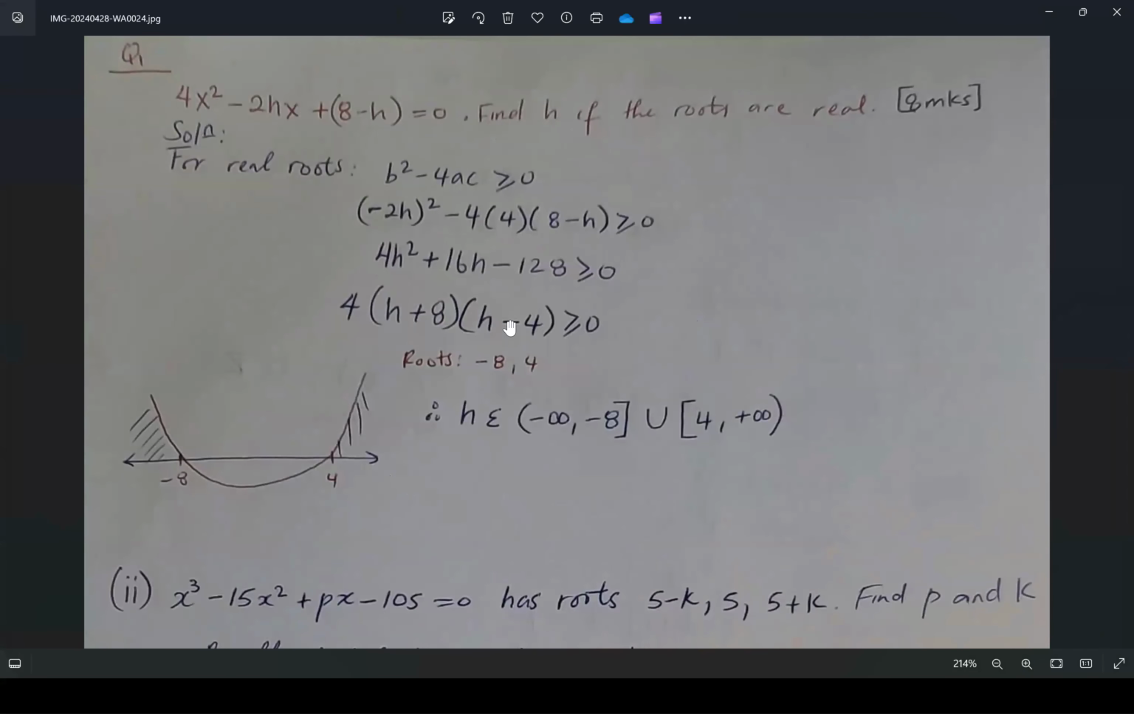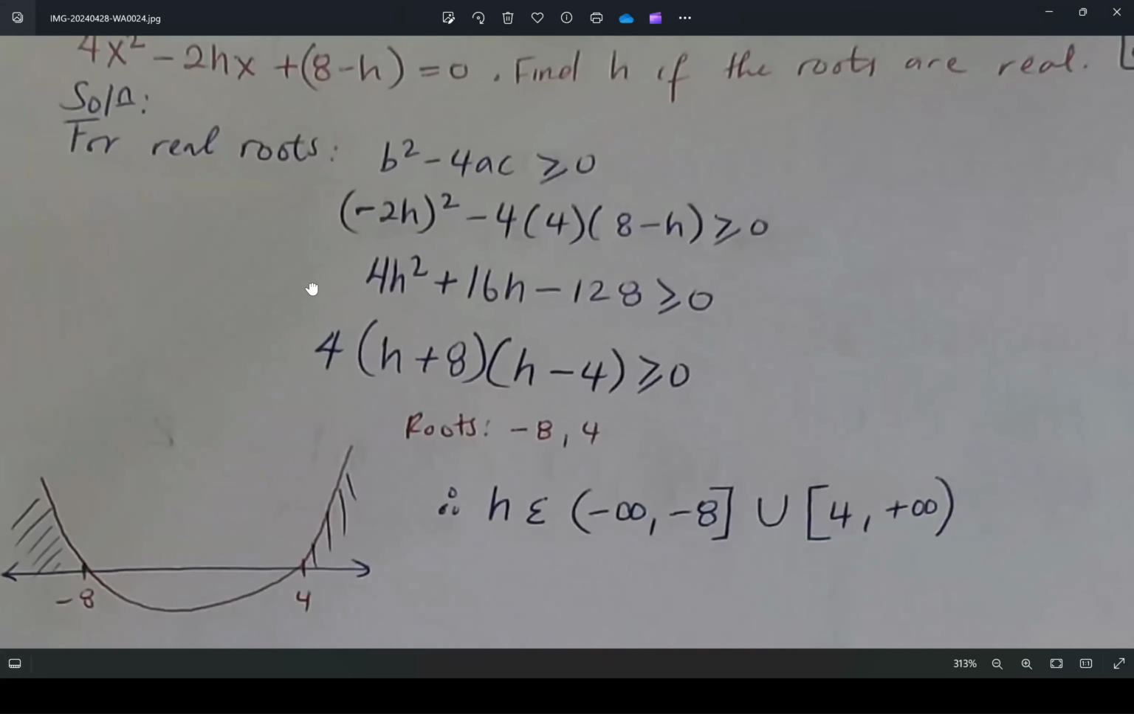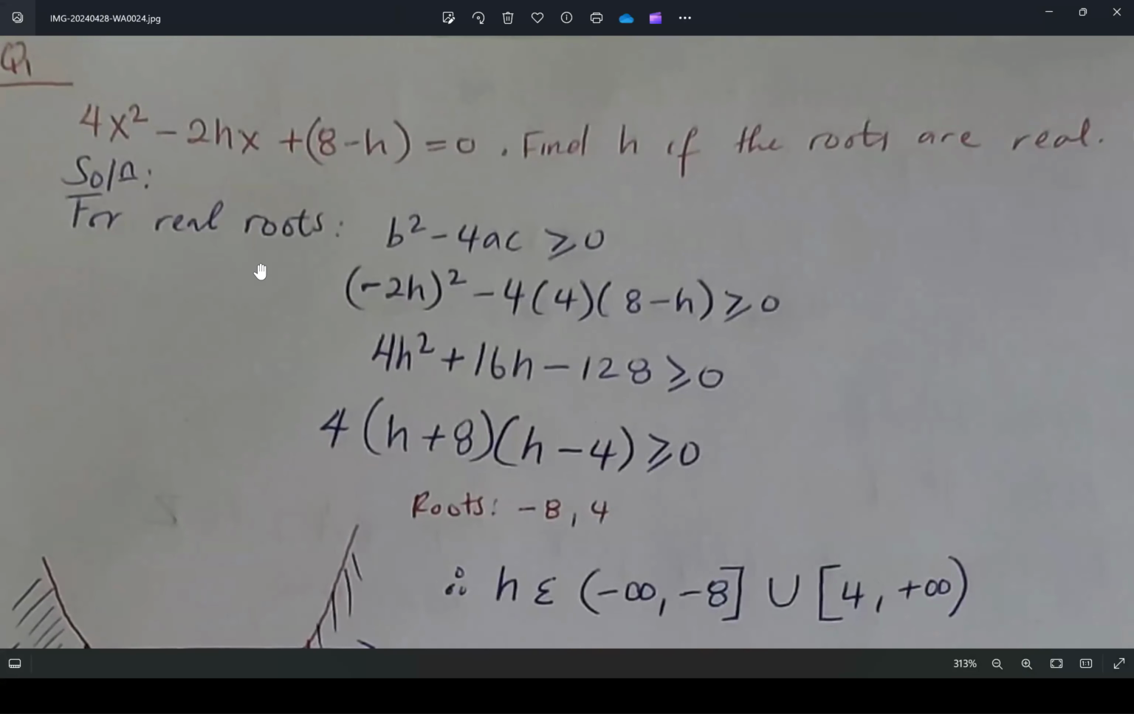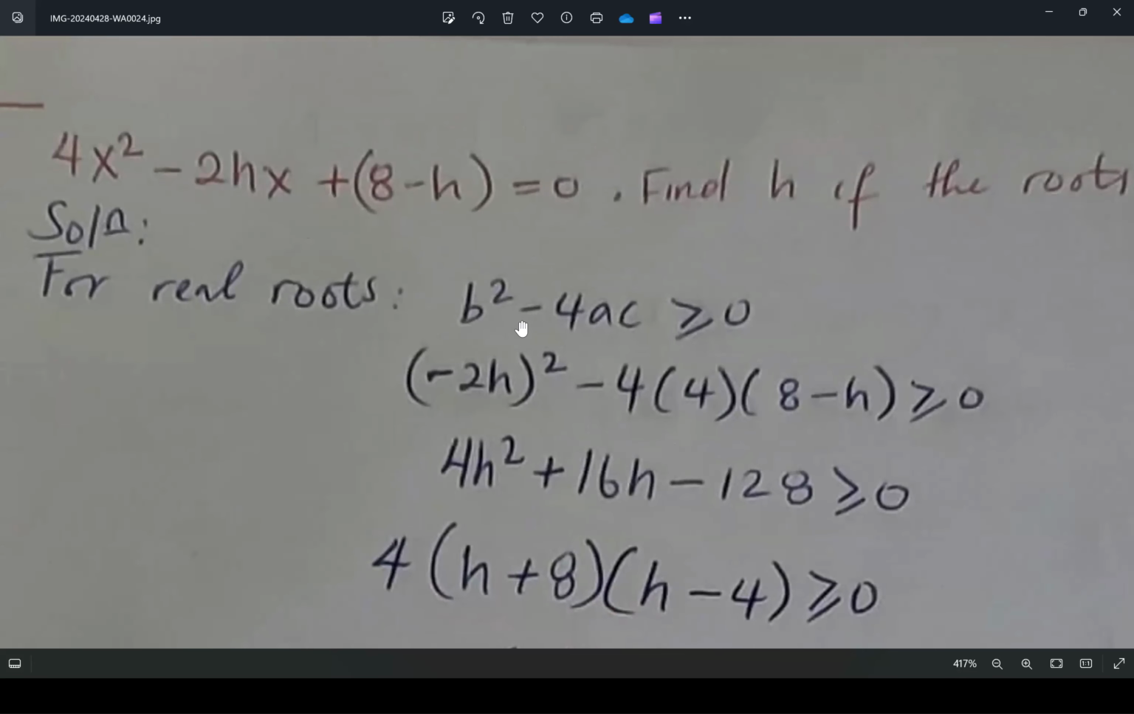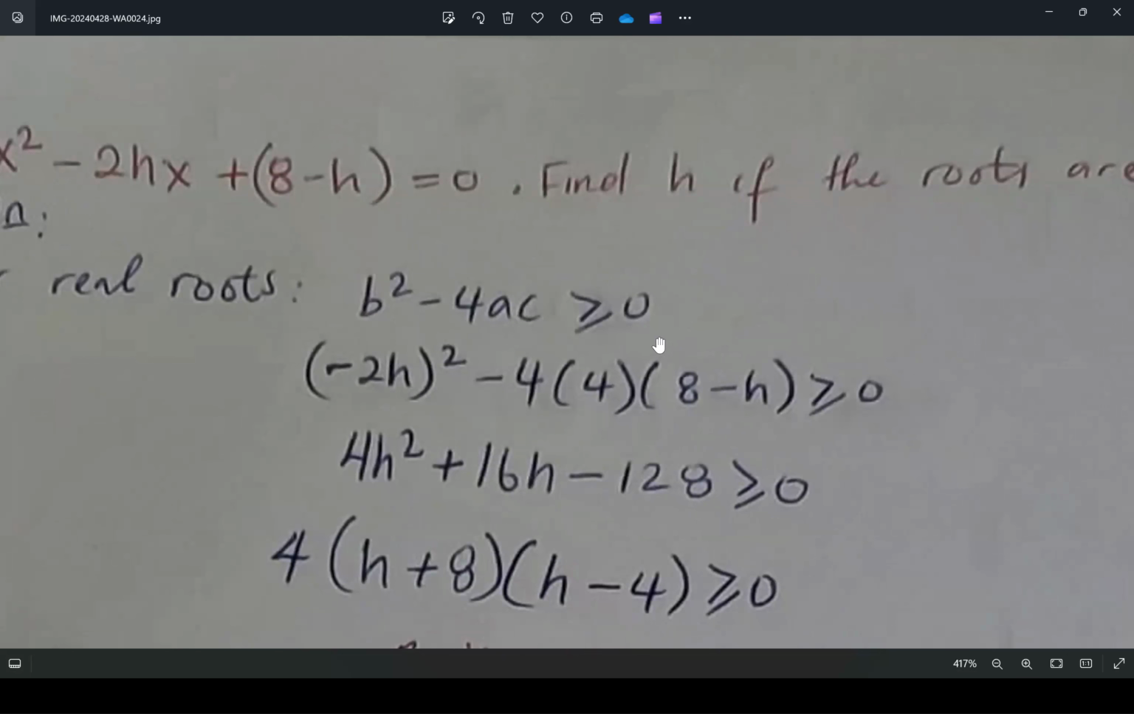Okay, looking at a similar example about inequalities. This time there is no modulus, however. The question says that we have 4x squared minus 2hx plus 8 minus h is equal to 0. They're saying that the roots are real and therefore you should find h. We have to remember back in ADMATS, additional mathematics, where we had the discriminant, which determines whether or not a root is real, imaginary, or equal. So if it's real, it can either be 0 or it needs to be greater than 0. So we have this new inequality to solve.